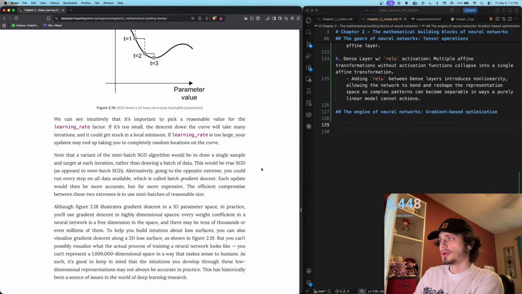Alternatively, going to the opposite extreme, you could run every step on all data available, which is batch gradient descent. Each update would then be more accurate but far more expensive. The efficient compromise between these two extremes is to use mini batches of reasonable sizes. Right? If you're going to compute the whole thing, it's very computationally intensive. But if you were to draw a single sample at each target iteration, that would be true SGD. So you kind of do a little mix of both.